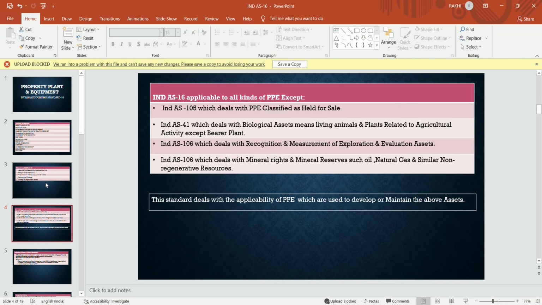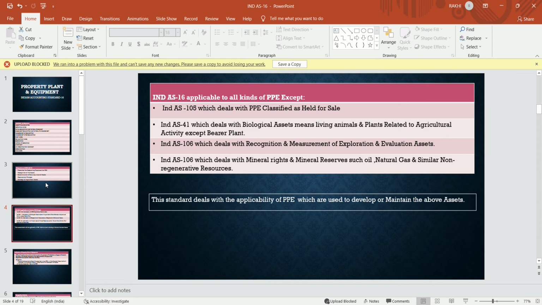There are many assets in our Ind AS, like current assets, such as an asset which is held for sale. Some of the assets are biological assets. Some of the assets are investment properties. Some of the assets are mineral and evaluation and exploration assets. For these kinds of assets, other accounting standards are there which deal with them only. So Ind AS 16 is applicable to all kinds of property, plant and equipment except these, because there is a separate standard for those assets.